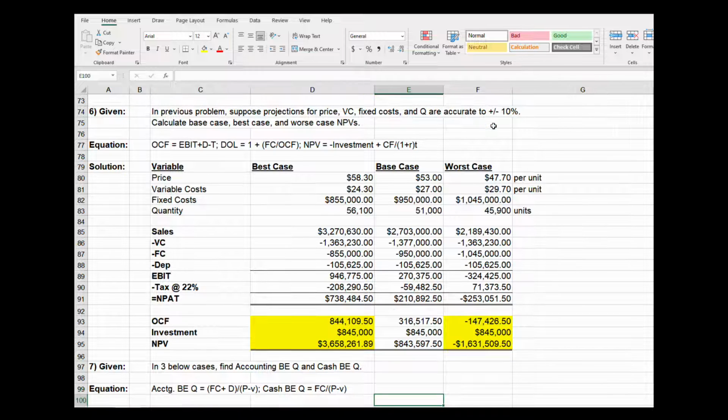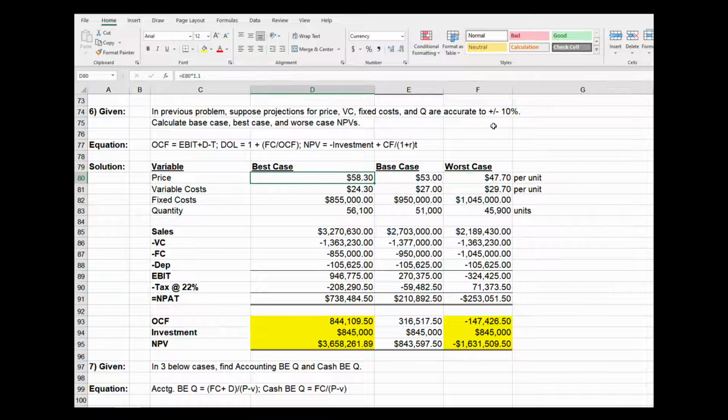Moving on to number 6, we're looking at some scenario analysis: base case, best case, and worst case. In the prior problem, we think that price, cost, and quantity are accurate to plus or minus 10%. So we'll do the base case that we just did above, and then we will do a best case where prices and quantity go up and costs go down, and then we'll do a worst case where the prices go down and the quantity goes down and the costs go up.